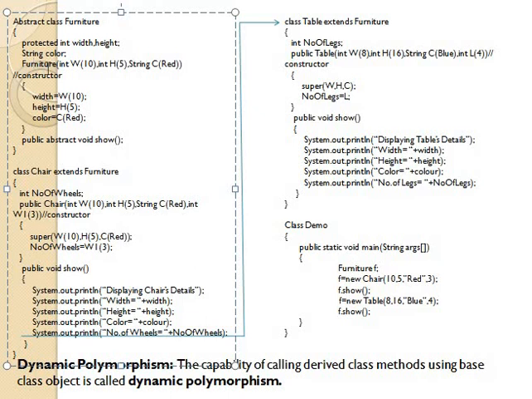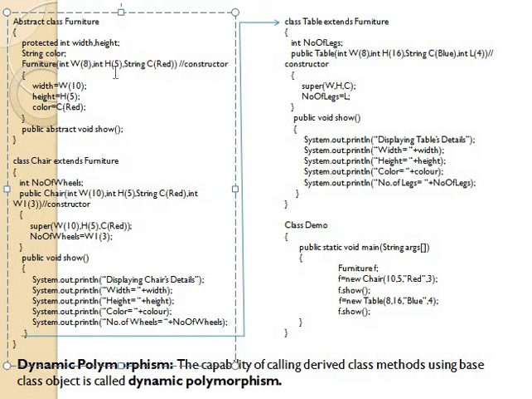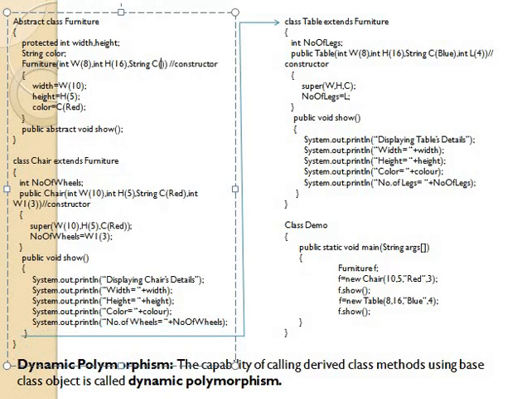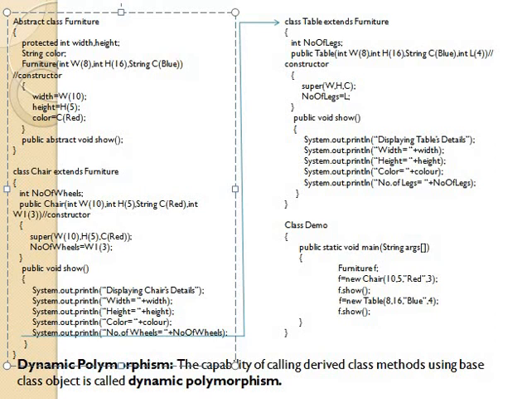Now in this constructor, the argument W will now be specified with the value 8 from here. So instead of 10, it will now be 8. The value of H will be specified from here, which is 16. So instead of 5, it will be 16. And the value of the third argument C will be blue, specified from here. So instead of red, it will be blue. Okay, now enter inside the body of this constructor. Now width will be assigned the value of W, which will be 8.